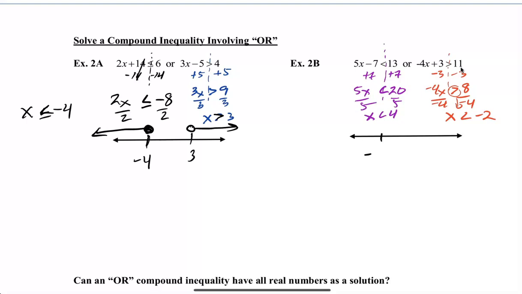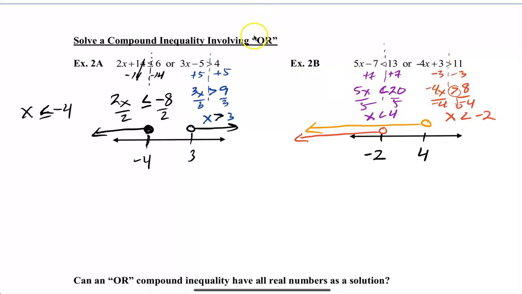So we have negative 2 and we have 4. Let's graph each of them. So 4 starts over here. It's going this direction. Negative 2 starts right here, and it's going the same direction. So how does this work?